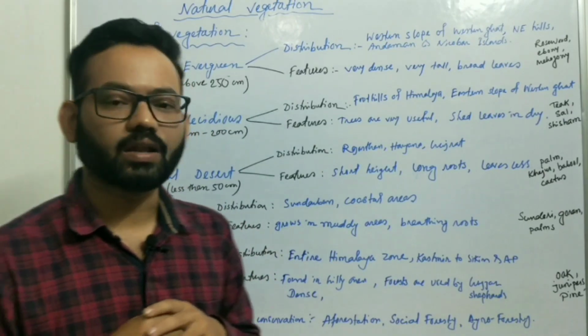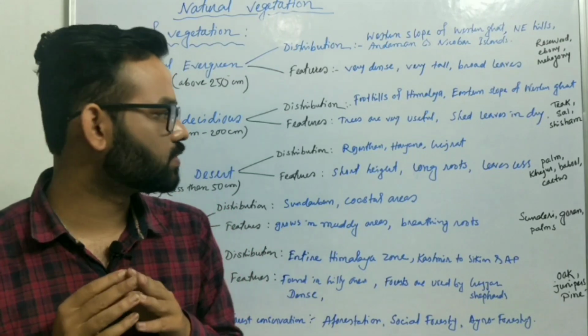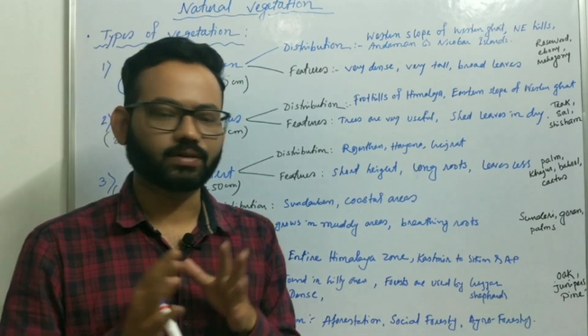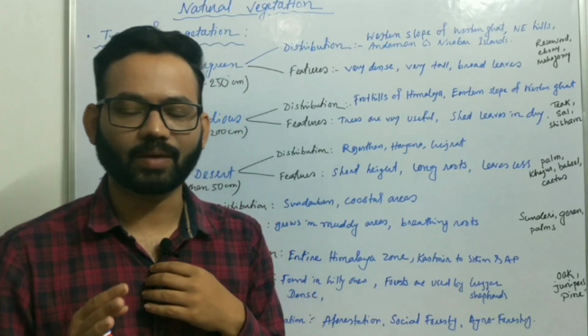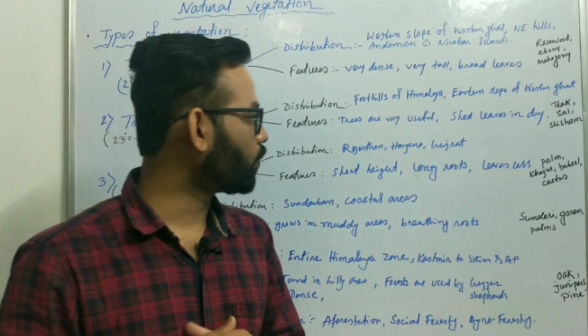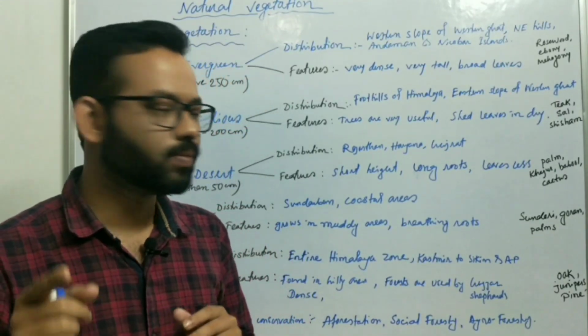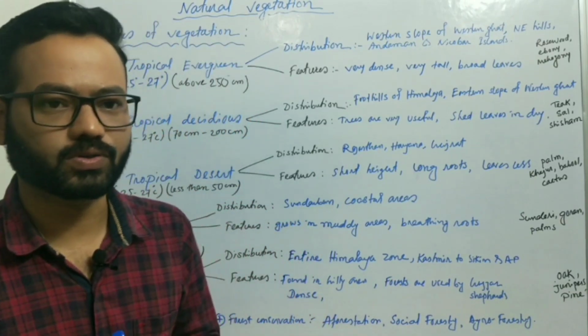Number three, leafless, which means most of them don't have very many leaves. These are the three important features of the tropical desert type of forest. What are the examples of tropical desert type of forest? Palm, khejur, babul, cactus. These are the main examples of tropical desert type of forest.